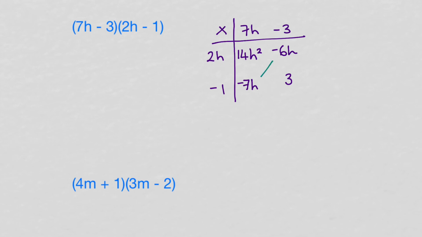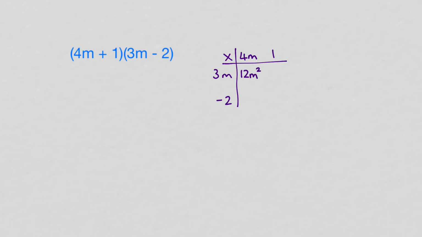Then we're going to combine these two terms as we write down our answer. So we get 14h squared minus, now have a look here, we've got minus 6h and minus 7h. So we've got negative 6h and negative 7h. So altogether we've got negative 13h. And then we've got a plus 3 on the end.